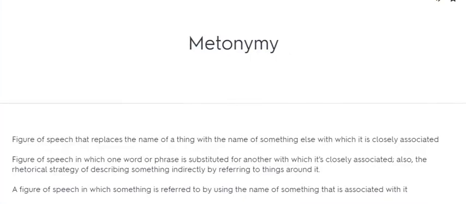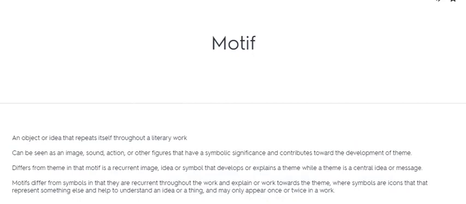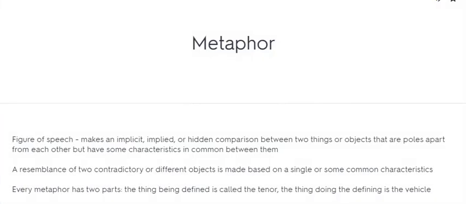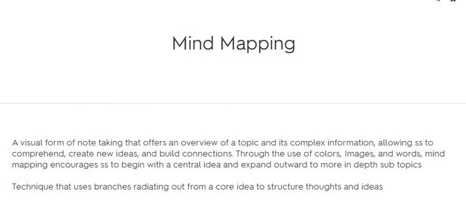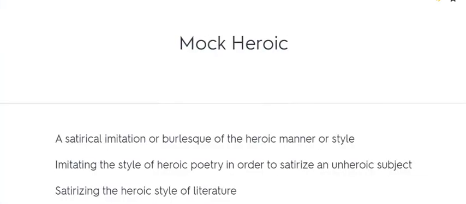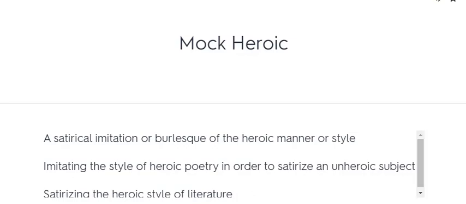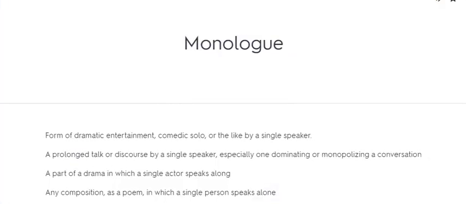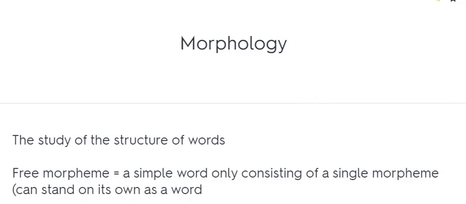Metonymy. Motif. Metaphor. Mind mapping. Mock heroic. A satirical imitation or burlesque of the heroic manner or style, imitating the style of heroic poetry in order to satirize an unheroic subject, satirizing the heroic style of literature. Monologue. Morphology. The study of the structure of words. Free morpheme equals a simple word, only consisting of a single morpheme, can stand on its own as a word.